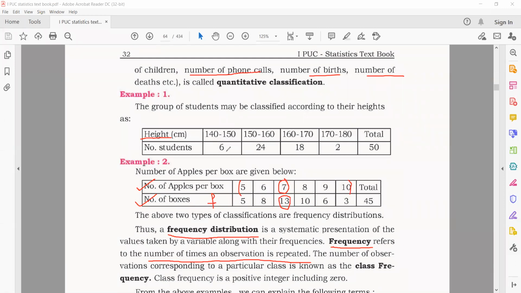Now, when it comes to frequency here, the definition changes. You cannot say all the 6 numbers which are present in between 140 to 150 are equal to 142.